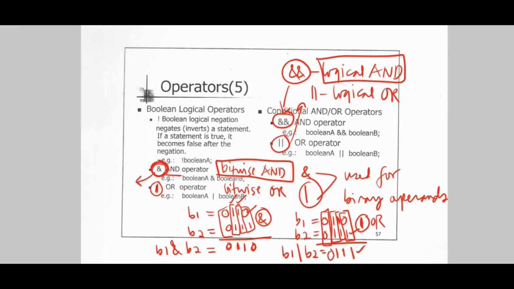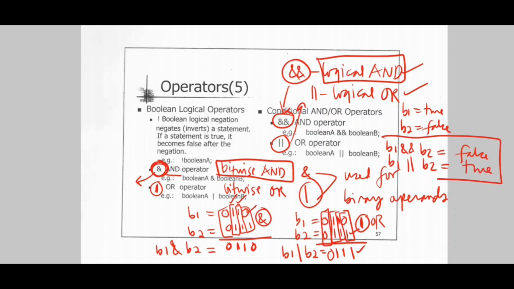While the logical AND and logical OR are not for binary operands, these are for Boolean operands. Like when you say B1 is true and B2 is false, then when you say B1 and B2, the result is false. When you say B1 or B2, the result is true. So this is the logical AND and this is the logical OR, while in here, this is the bitwise AND and this is the bitwise OR.